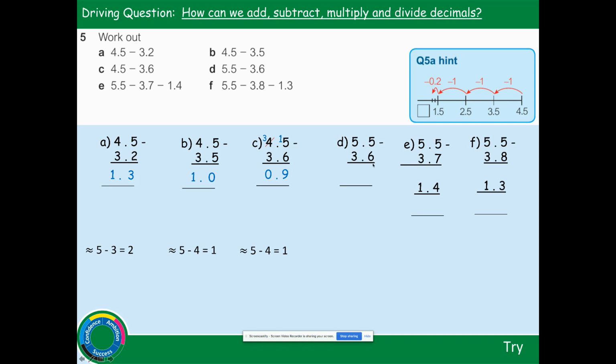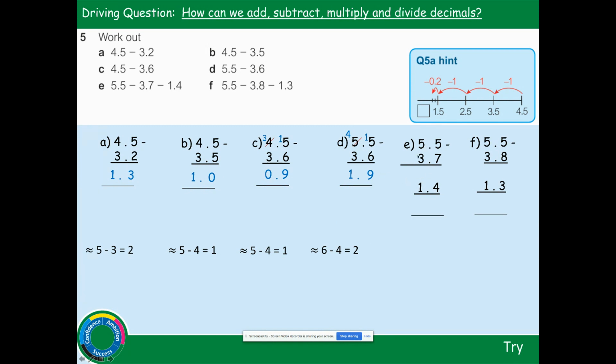Again, we've got the difficulty of 5 take away 6. We can't do that, so we need to use one of these next door, cross the 5 out, make it 4, because we're taking 1 away from here and putting it here. Now we've got 15, take away 6 is 9. 4, take away 3 is 1. So that's approximately 6 take away 4, which is 2, and that's very close.